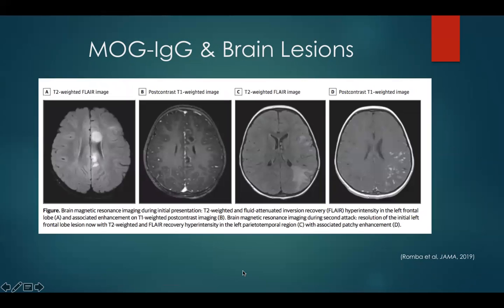So this is a young patient, a 5-year-old who presented with ADEM, dysarthria, altered mental status, and ataxia, and her initial presentation is highlighted here in figure A and figure B. She was treated as ADEM and had resolution of her symptoms after receiving sterods, and then presented 10 months later with resolution of her initial lesions, and new lesions popping up in the subcortical white matter with patchy enhancement involving the left parieto temporal region.